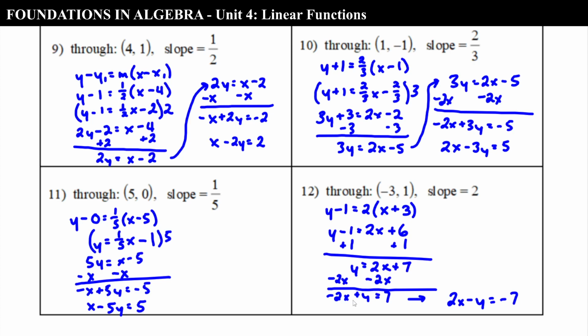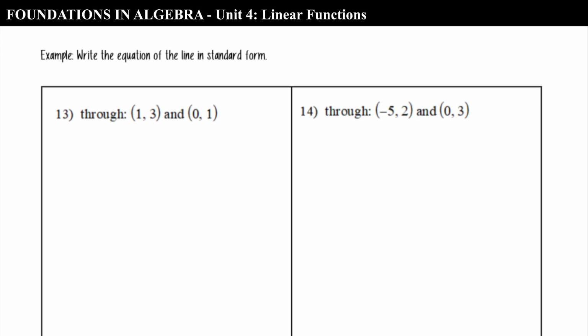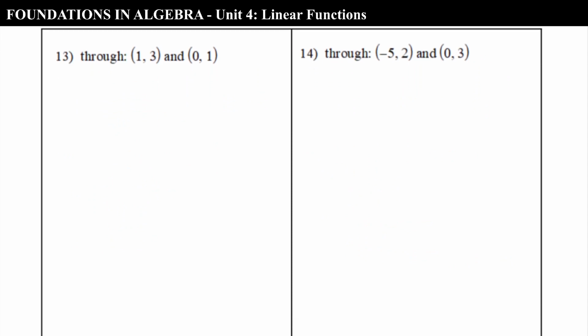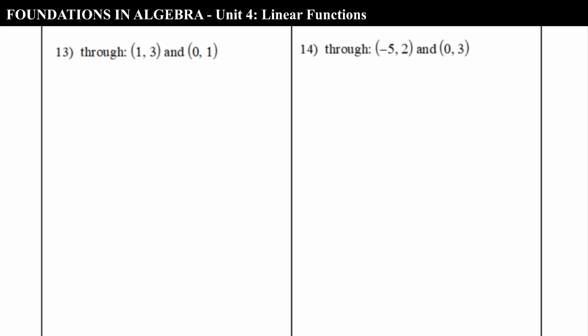All right, now we've got 4 more examples. And in these last 4 examples, we are given 2 points, which means we're going to have to find the slope, which means we're going to have one more step than what we had before. But that's okay. We can do the steps. So let's start with the slope.